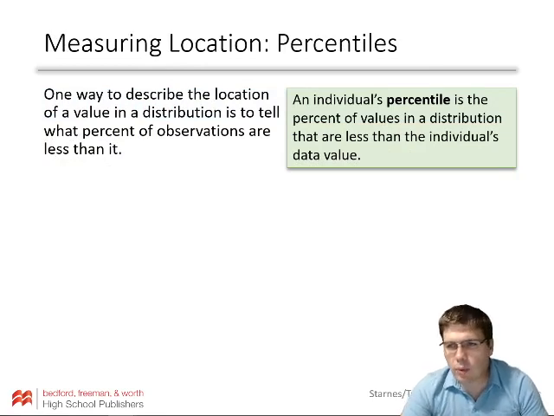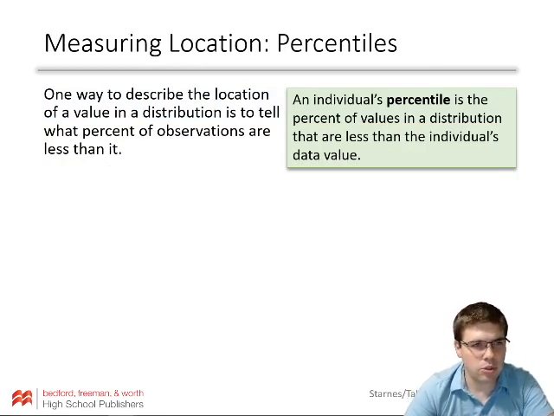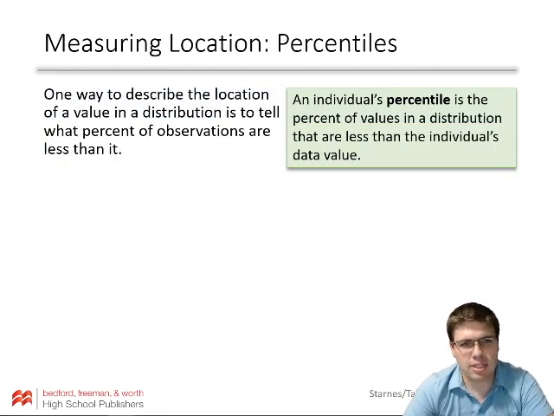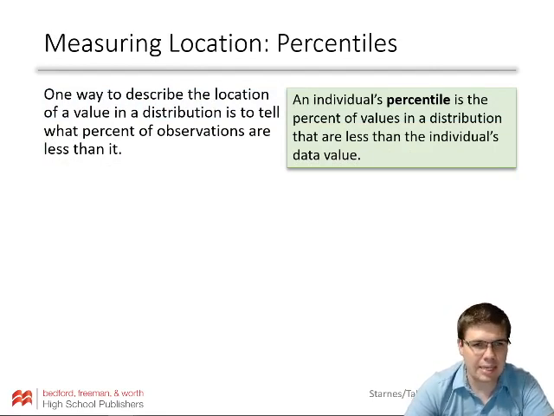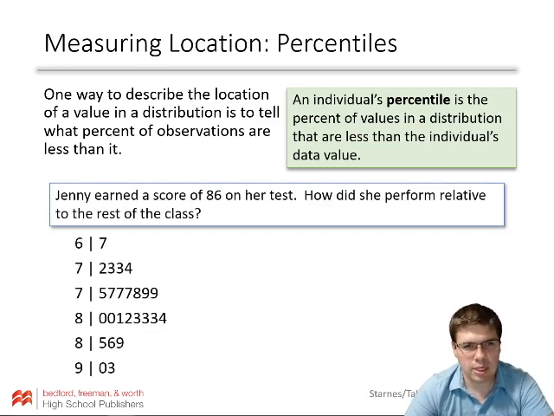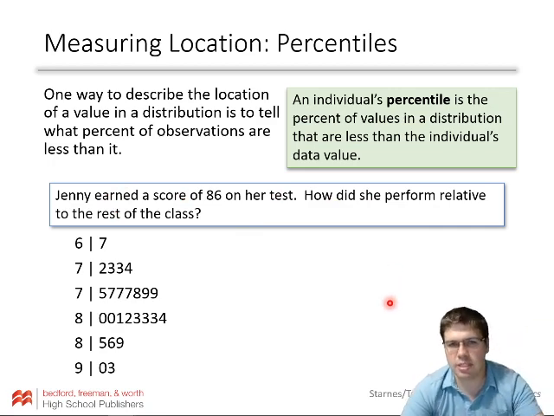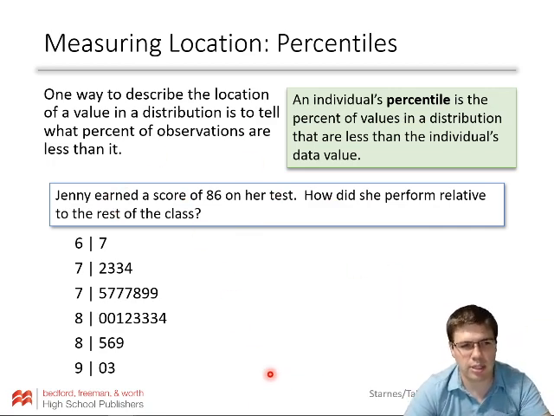So this is a way that we measure the location of a data value within a distribution. Basically what percent of the values are less than it. So percentile is the percent of values in a distribution that are less than a particular individual. You guys have probably dealt with percentiles before. So here we get a weird looking stem and leaf plot, but Jenny's got a score of an 86 on her test. How did she perform relative to the rest of the class? So we can look up her percentile, her relative position, measuring that location within the distribution.